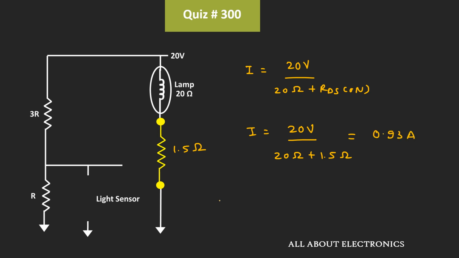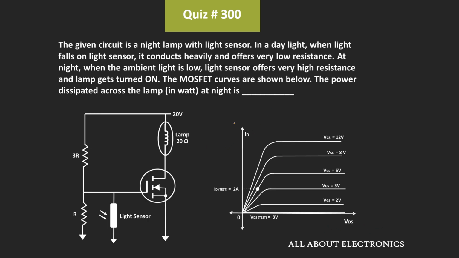And the power which is getting dissipated across the lamp is equal to I square times the impedance of this lamp, that is equal to 20 ohm. That means the power which is getting dissipated across the lamp is equal to 0.93 ampere square times 20 ohm, that is equal to 17.3 watt. That means at night, when the MOSFET conducts, the power which is getting dissipated across the lamp is equal to 17.3 watt. And hence, for the given question, the answer is 17.3 watt.